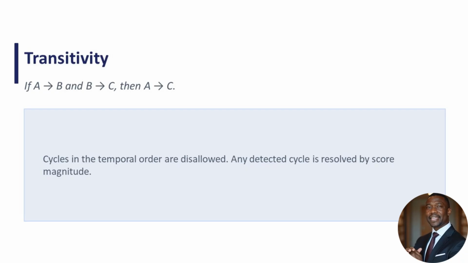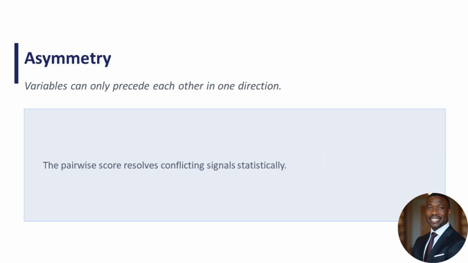If variable A tends to precede variable B and B tends to precede C, then we assume A also tends to precede C. This is the standard property that allows a set of pairwise comparisons to be summarized as a consistent linear order. In practice, real-world data sometimes produce cycles, situations where A precedes B, B precedes C, but C precedes A. DEMI resolves these cycles by relying on the magnitude of the pairwise scores rather than forcing a strict ordering. The second assumption is asymmetry.